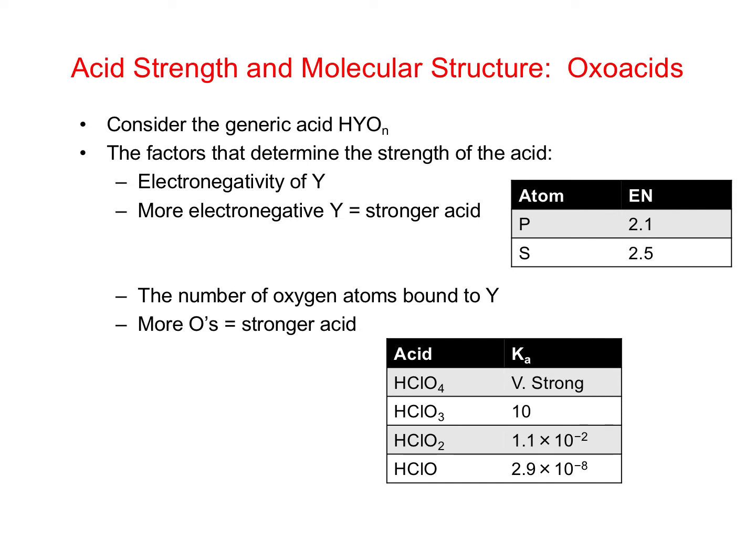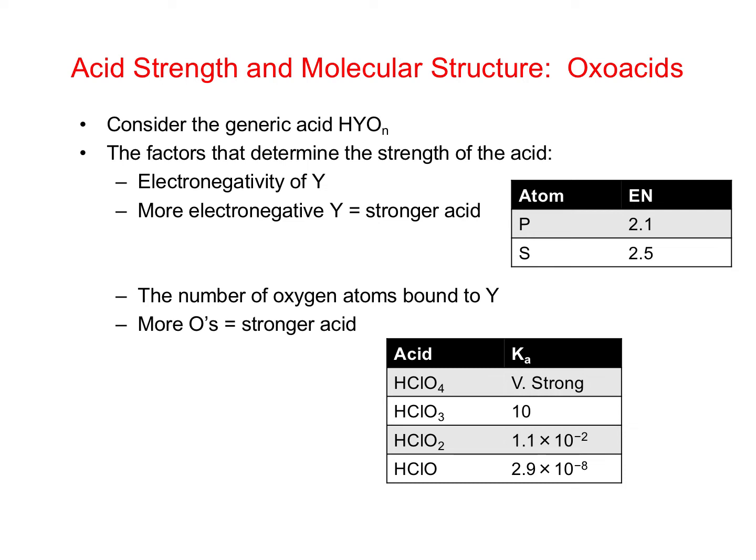Okay, so we've just talked about binary acids. Now let's talk about the other class of acids that we generally deal with in this course, and that's oxoacids or oxyacids. These are acids that have polyatomic ions containing some number of oxygens and then having acidic hydrogens, balancing out the charge of those polyatomic ions.